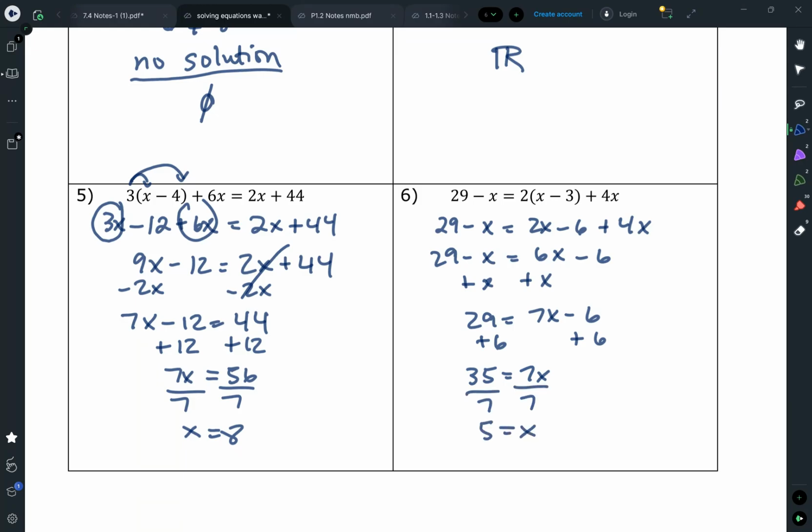So my answer on 6 was 5 is equal to x. So I chose to add x on both sides. I had a 6x here, and I had a minus x here. And so my easiest way to get variables on one side was to add x to both sides. And then that zeroed it out, and I had a positive 7x on the right. It's not the only way, but it's definitely the easiest way to work this out.